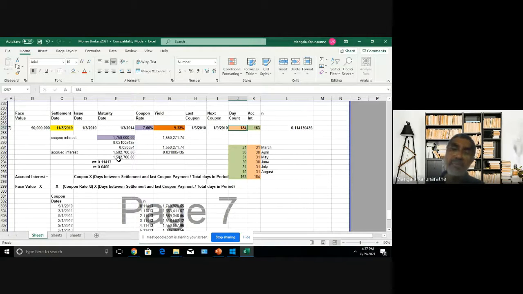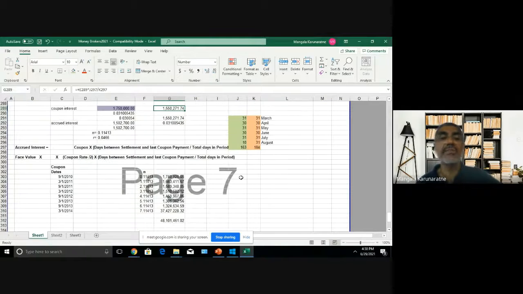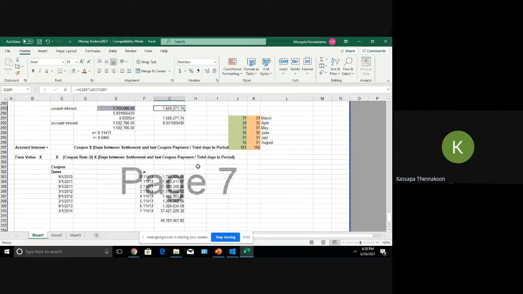Here what we did, by adopting a different methodology, we have fine-tuned this to suit our practical calculation or suit our market, right? So that's there. So you get 1,550,271 as the accrued interest, right? So now here I have explained to you. So the accrued interest is correct, no?